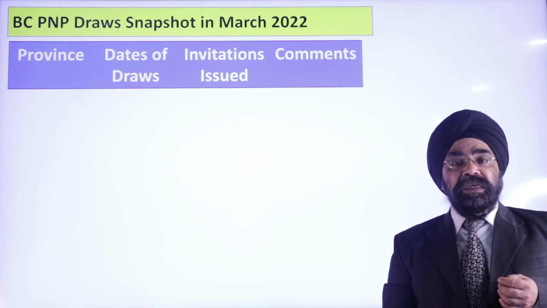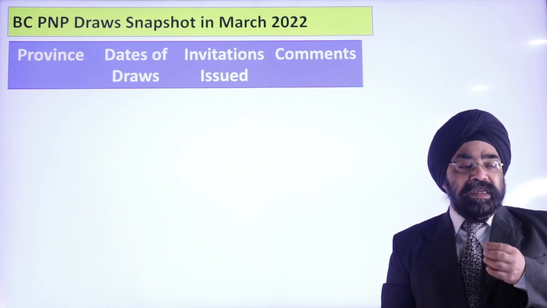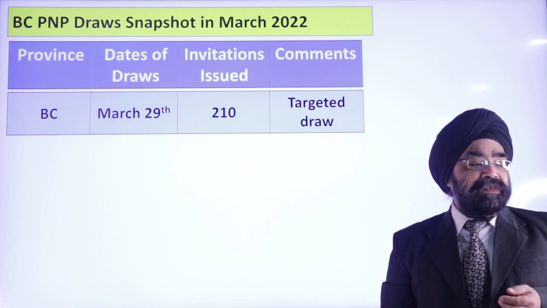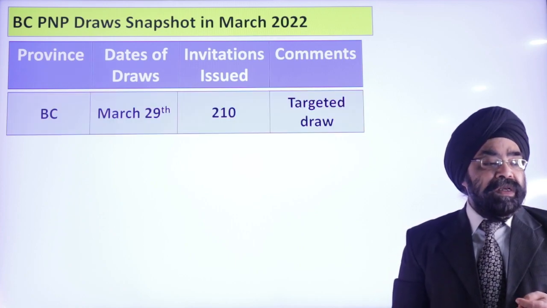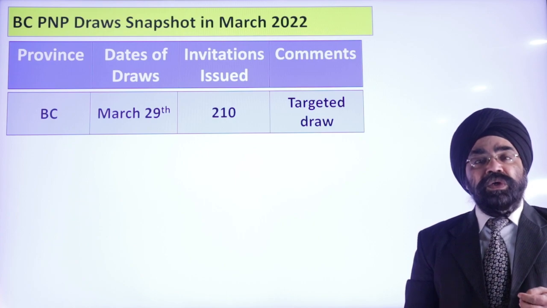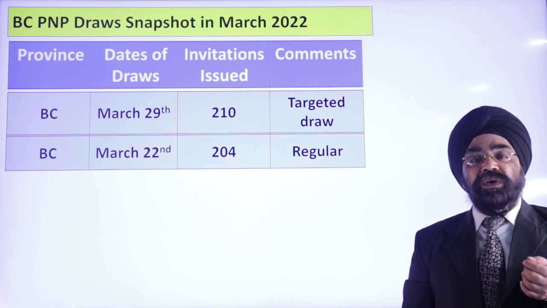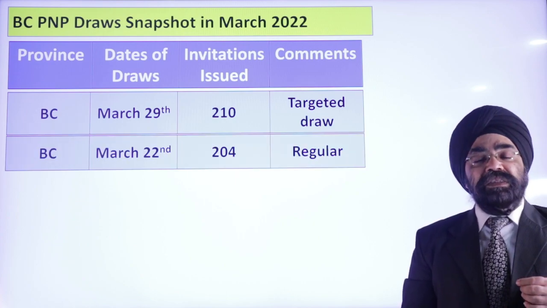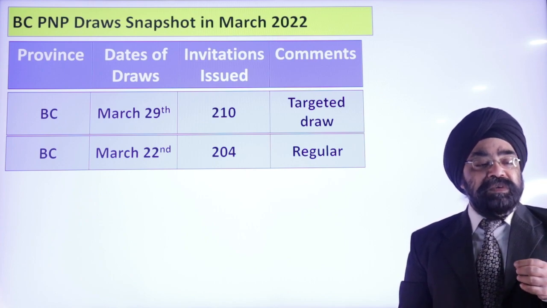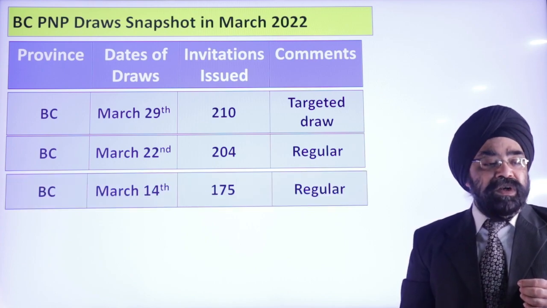So BCPNP conducted, on March 29th, a targeted draw, which I've already shared the information with you. 210 people were called. Before that, a regular draw, 204 people were called in. Before that, also March 14th, 175 people were called. It was also a regular draw.